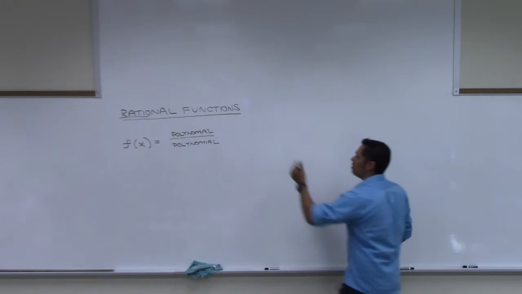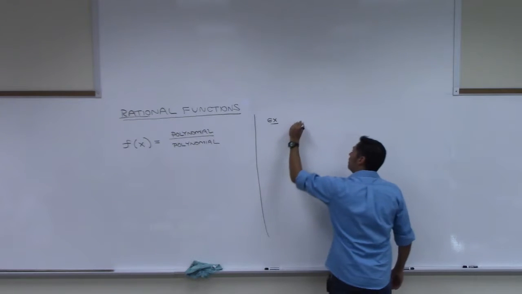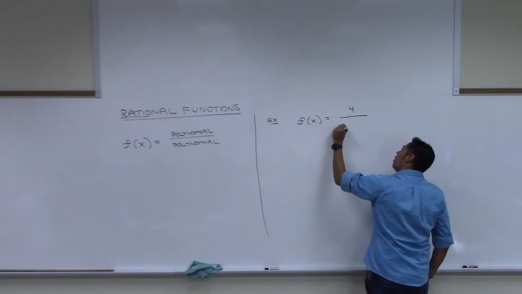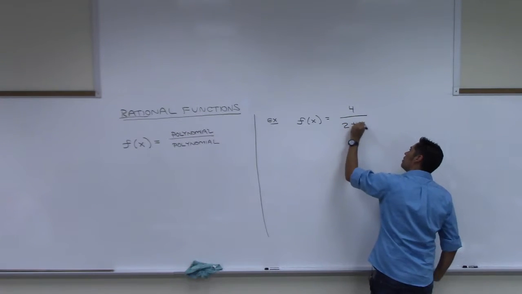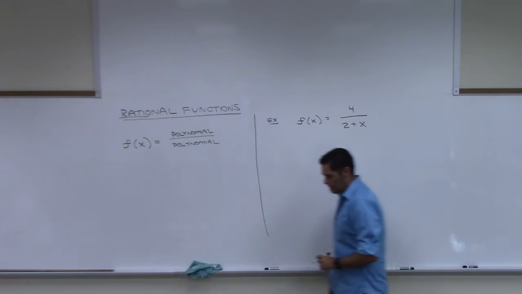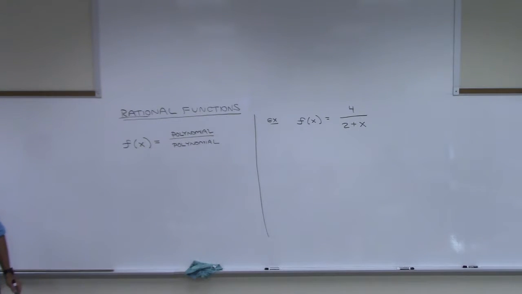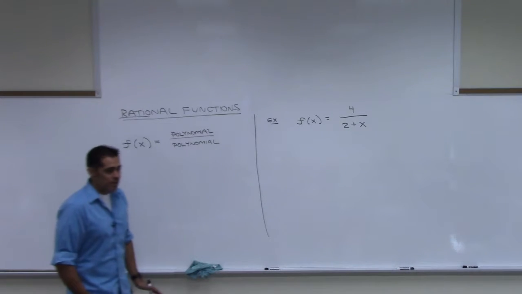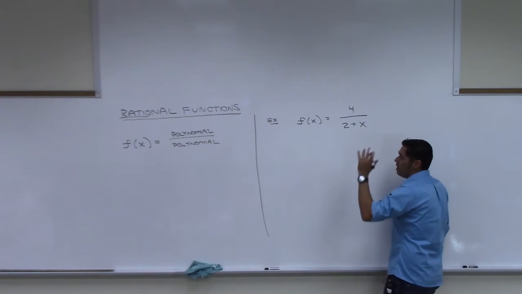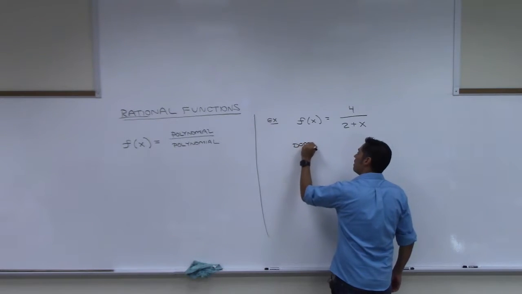So the first one I want us to look at, your first example, is this one right here. f of x equals 4 over 2 plus x. That is an example of a rational function. So let's try and get an idea of what in the world this thing is doing. What we're going to do to get our minds around this is first talk about what's called the domain of this.